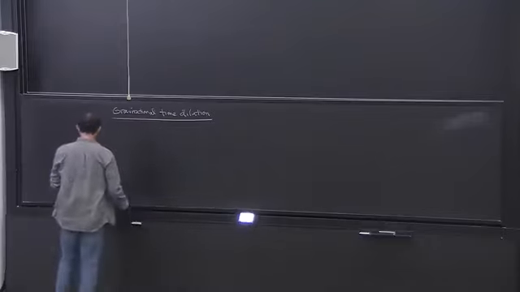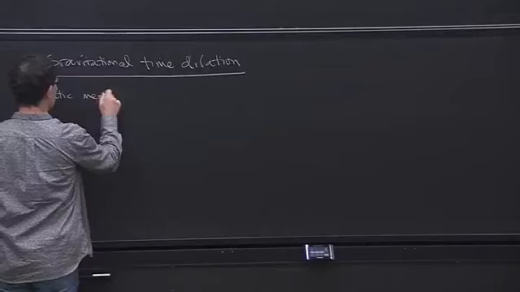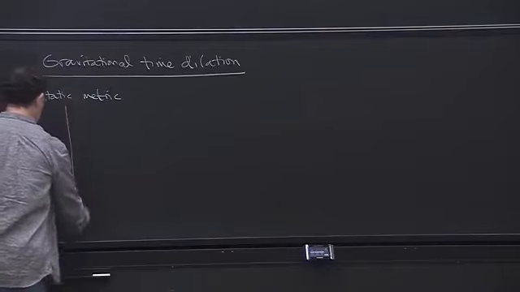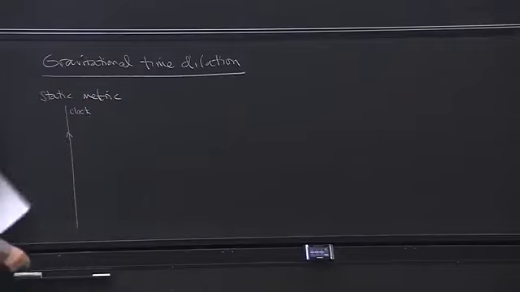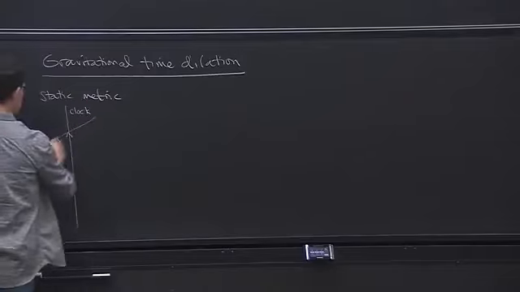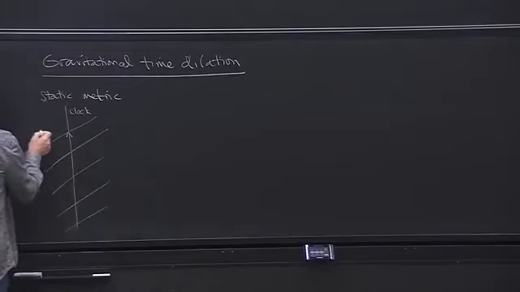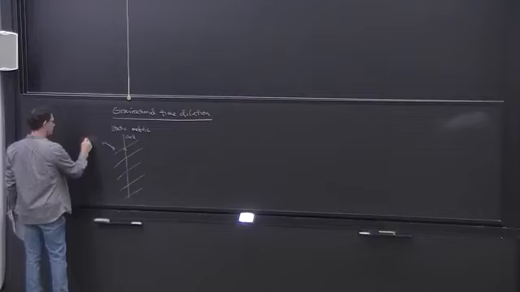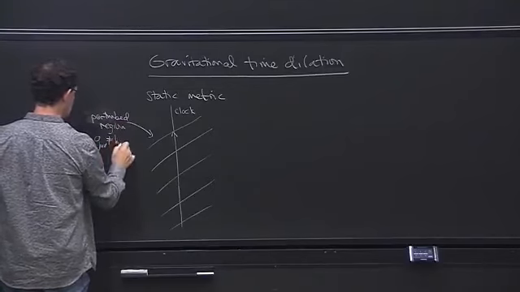Okay, so gravitational time dilation. The idea is, again, consider a static metric. And we're going to have a clock. This is the world line of a clock in some region where the metric perturbation is non-zero, some perturbed region. Right, so g mu nu is not equal to eta mu nu.